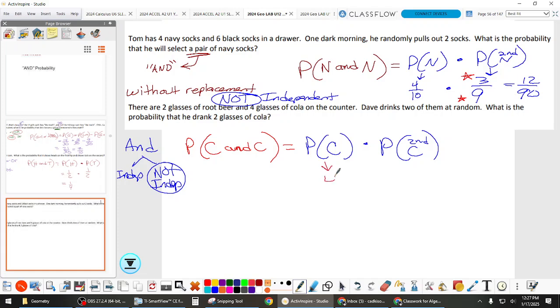What's the probability of doing it once, the first time? 4 out of 6, good. And then how does that change on the second one? 3 out of 5. Yeah, good. So we have to modify both the total and what's left over on that. 12 out of 30. Which we can reduce. We could have reduced the other one. I'm just going to leave it.